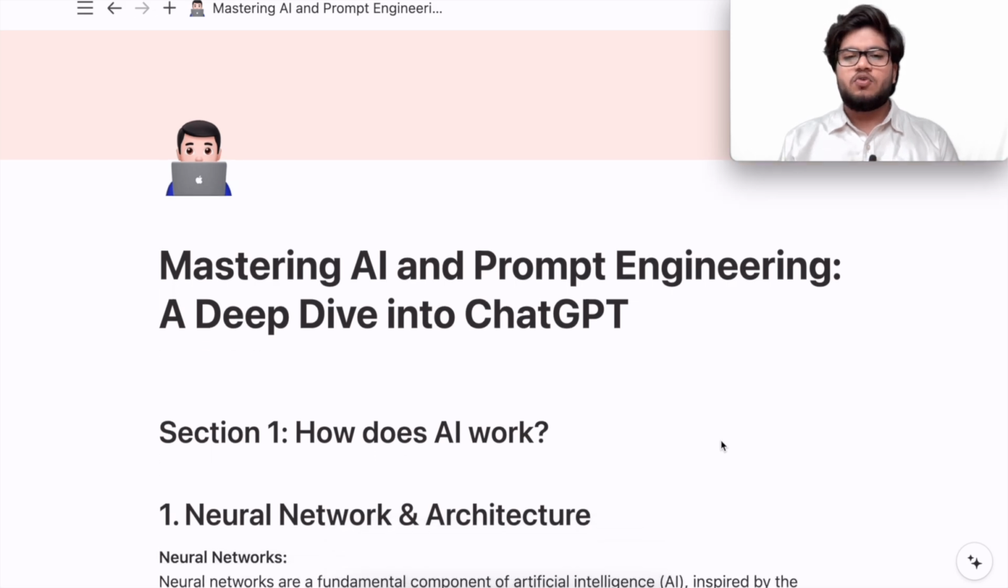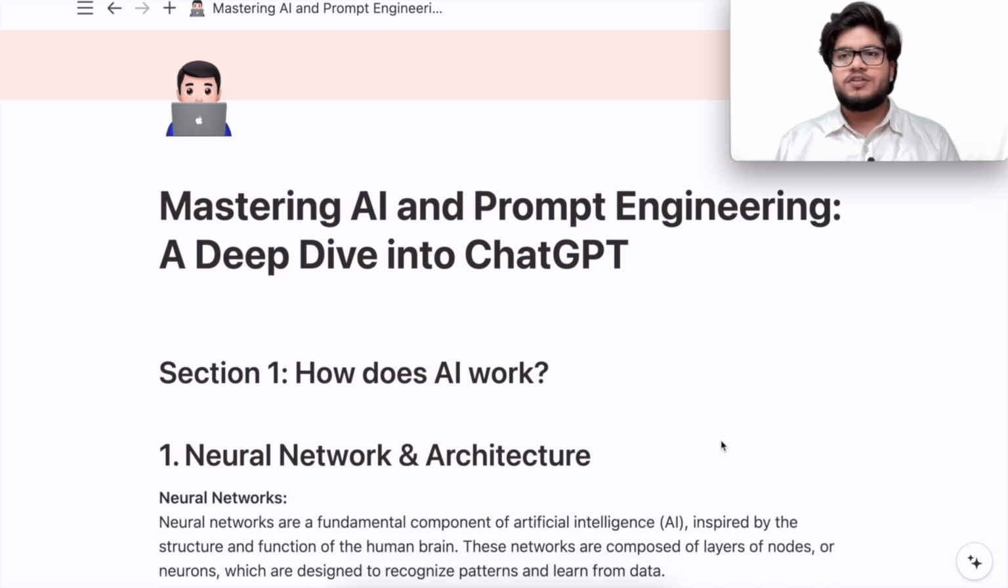So let us now begin our course. Section 1 of this course will be how does AI work. In this section we'll be learning how AI works and basically how ChatGPT works. If we put a prompt to ChatGPT, how does it generate a response, and what is artificial intelligence, how does artificial intelligence work.